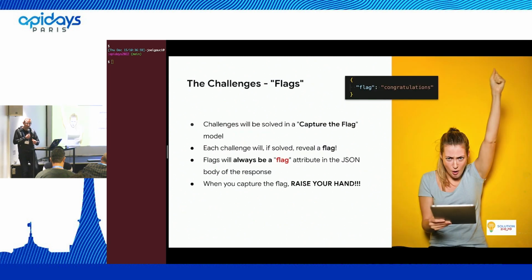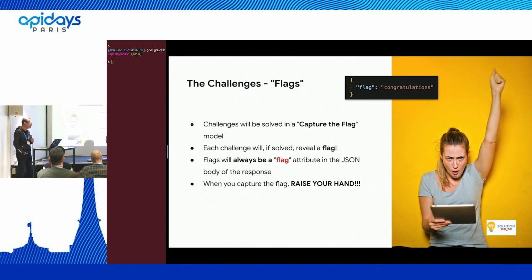How do you know that you are successful with the challenge? You will get a flag. I will give you all the details just after, to execute the different requests. But if in the response you see a flag like this one, a flag key in the JSON response, this means you are successful. In that case, you raise your hand, make some noise, and say the challenge is okay for me, and then we will record the fact that you succeeded, and we have some swag for you.